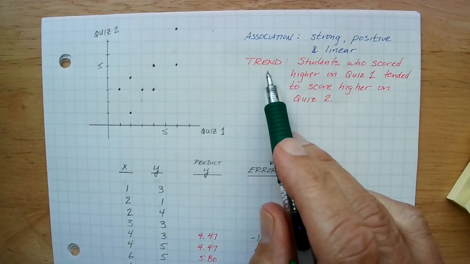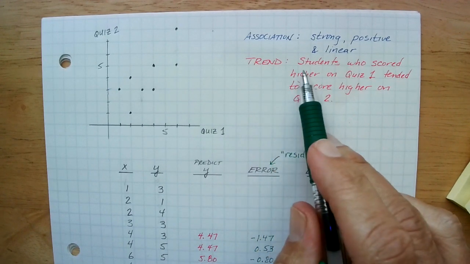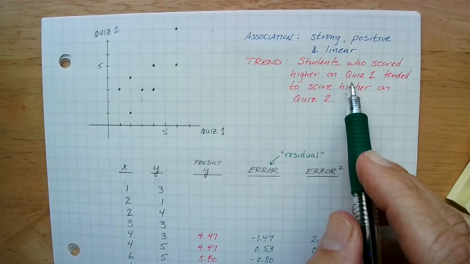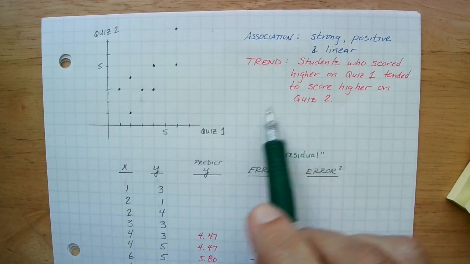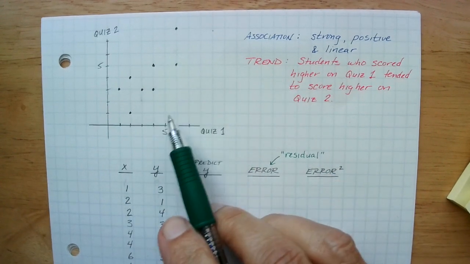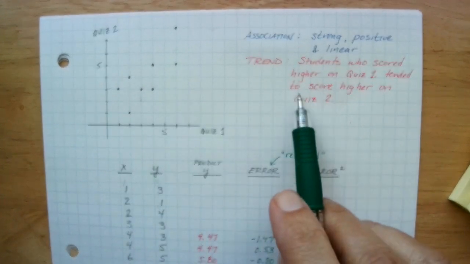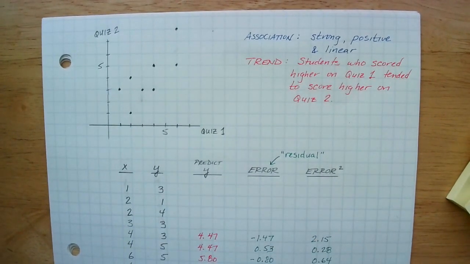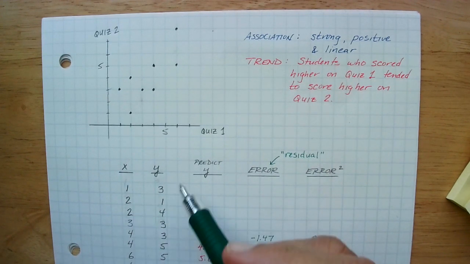And then the trend, which means context, we're going to say, okay, well, the students who scored higher on quiz 1 tended to score higher on quiz 2. There's probably some exceptions to that. That's why I use the words tended to rather than all students who scored higher on quiz 1 scored higher on quiz 2. There's probably an exception or two to that trend. So we want to say tended to. So now what we're going to go from there.